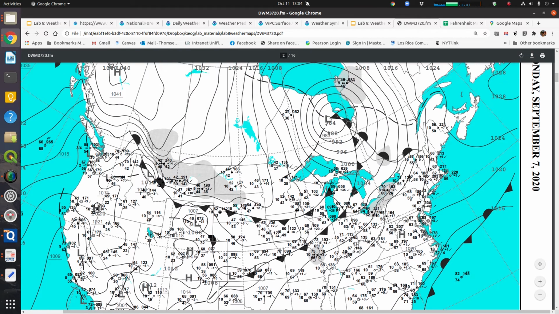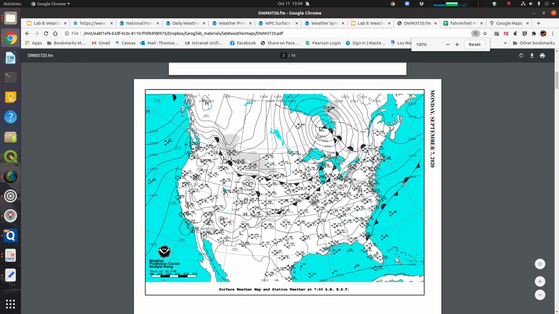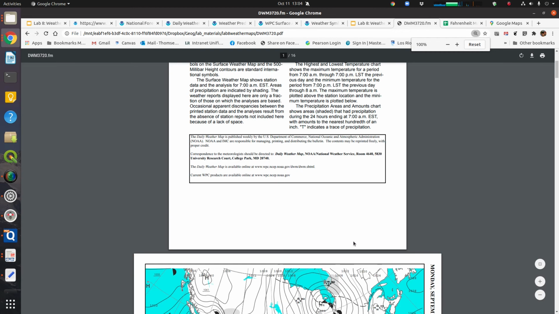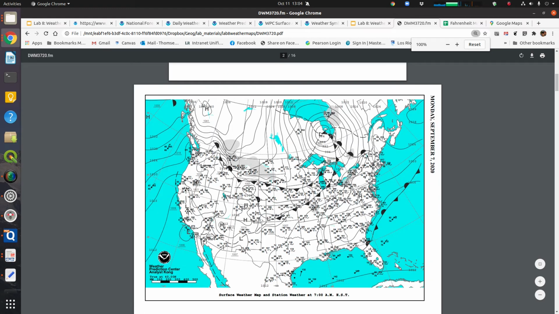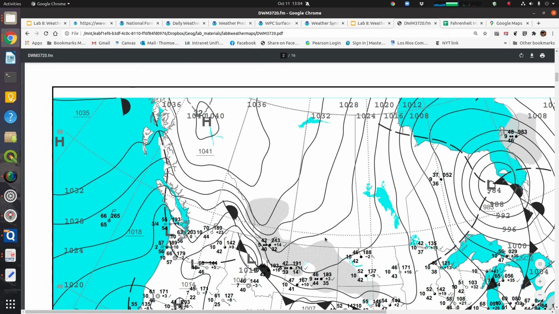This is the daily weather map. Let me zoom out, reset that, go to the very front. So it's the daily weather map. The National Weather Service publishes these weekly. They're now by PDF. You can download old ones. And let's just take a look at the confusion that's going on here.